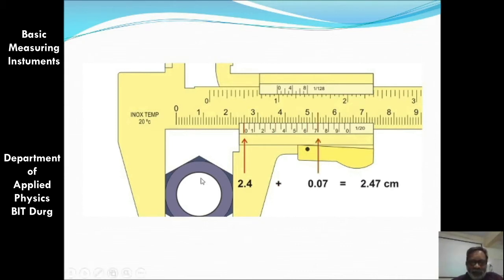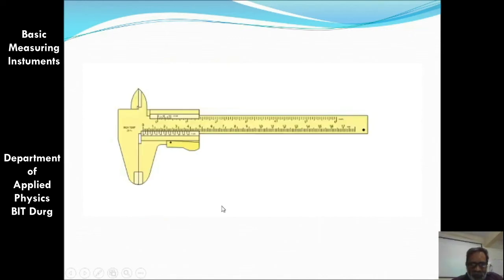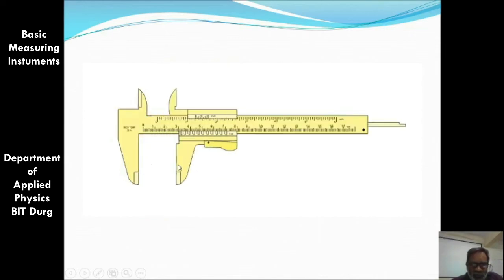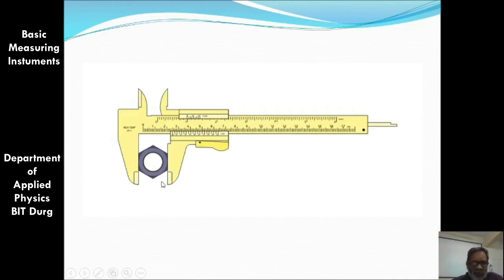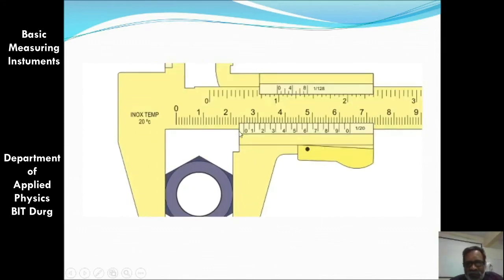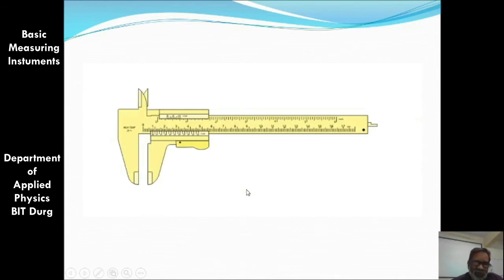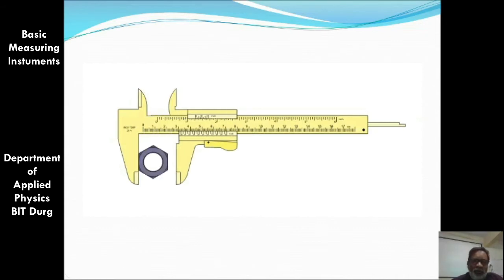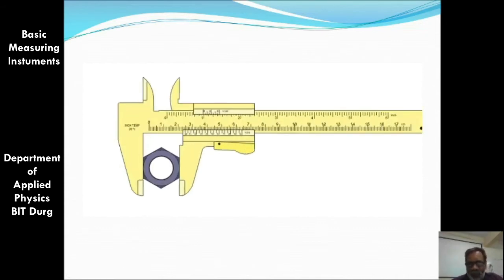You can see here, this is a vernier. The object, the dimension of which is to be measured, is kept between these two jaws because outer dimension is required. Then what we see, this is the reference line of the vernier. What division of main scale has been crossed? Obviously 2.4 has been crossed, 2.5 is not crossed, so 2.4 is the main scale division. So main scale reading is 2.4 centimeter, obviously.